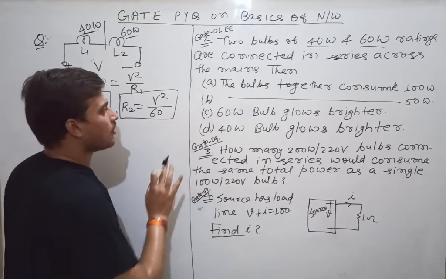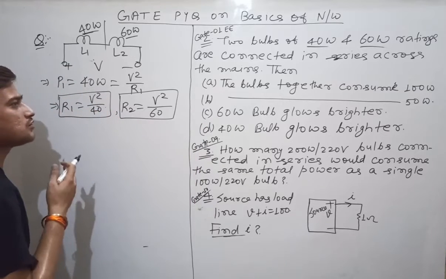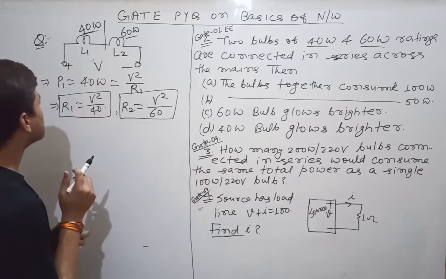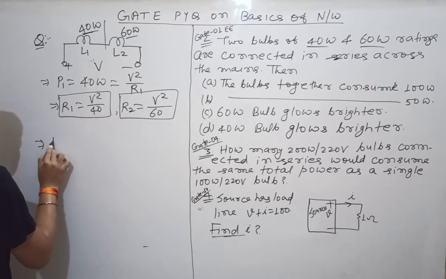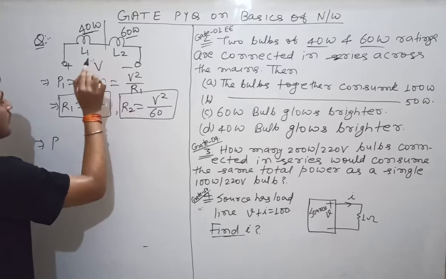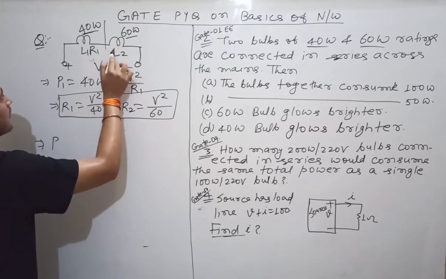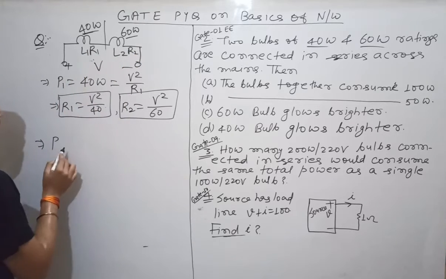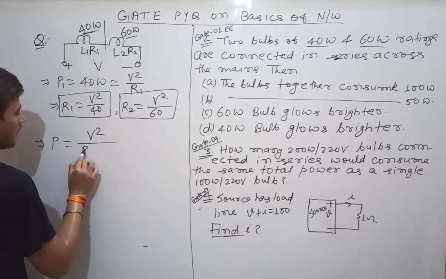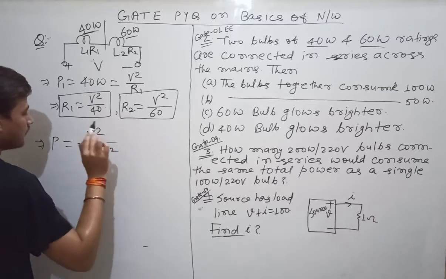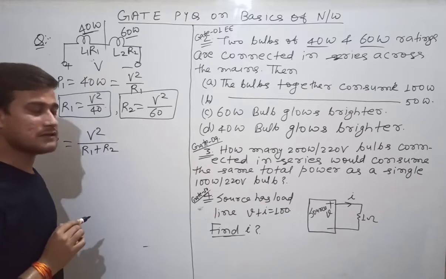Now let us check the options. They are saying that the bulbs together consume 100 watt. So when the bulbs are connected together, what will be the power? In series connection, the bulbs are connected together. Its resistance is R1, its resistance is R2. So power consumed will be total voltage, V square divided by R1 plus R2.